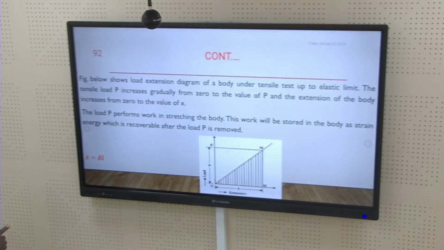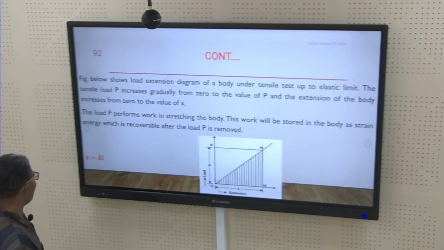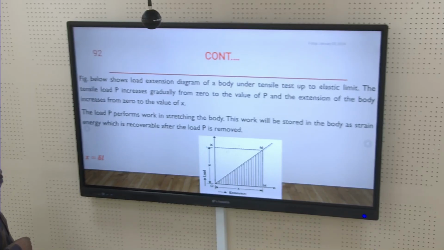So you can see a sketch here of how it changes from 0 up to P. Below is the load extension diagram of a body under tensile test up to the elastic limit. The tensile load is increased gradually from 0 to the value P, and the extension of the body increases from 0 to the value of x. The load P performs work in stretching the body. This work will be stored in the body as strain energy, which is recoverable after the load P is removed.